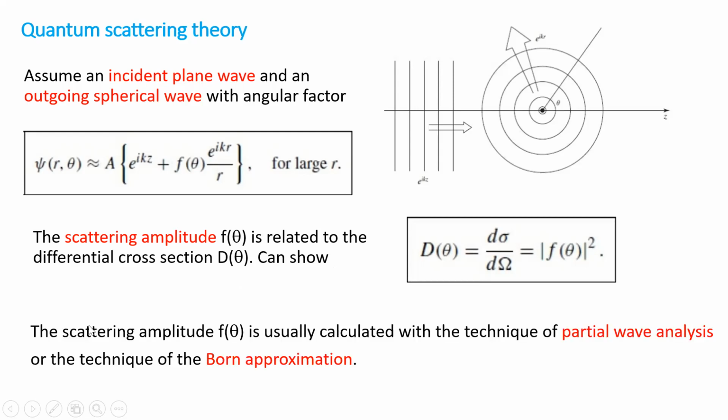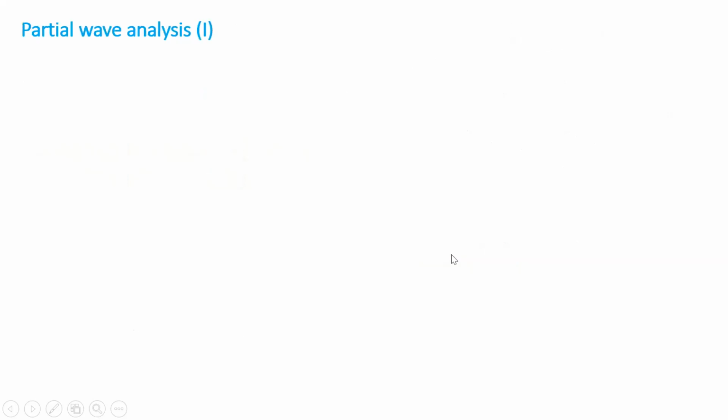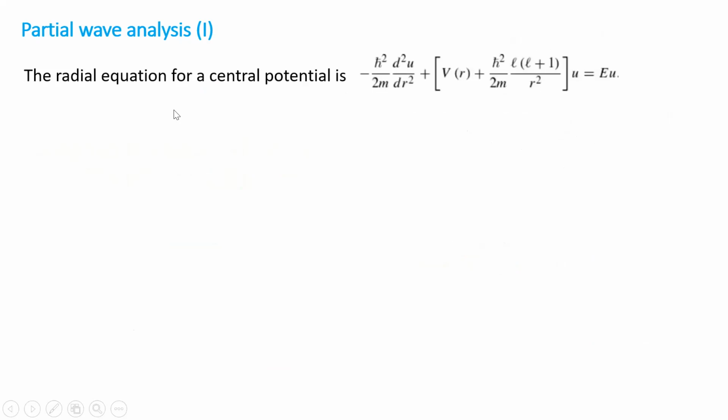Okay, and so how do we find this scattering amplitude? Well, it's usually calculated with one of two techniques. One is partial wave analysis. The second is the Born approximation. And we're going to look just now at partial wave analysis and how that might work. Okay, so remember, our goal is to find the scattering amplitude f of theta, and from that to find the differential cross-section and the total cross-section. Okay, so partial wave analysis.